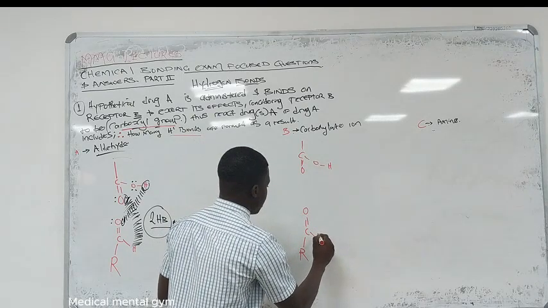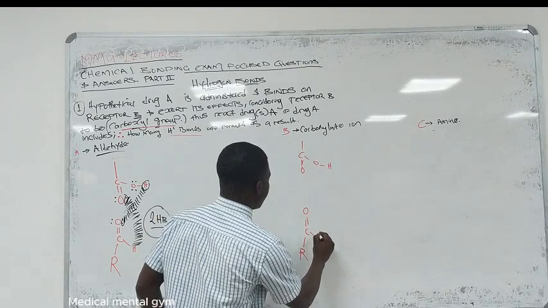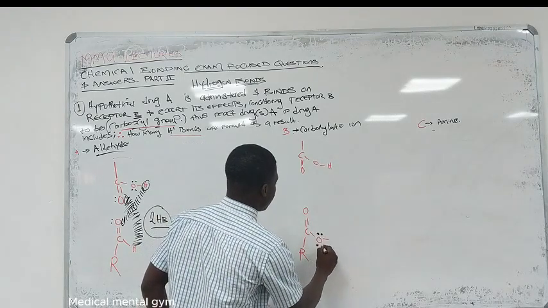So it's cardinal to indicate lone pairs for all electronegative atoms. So indicate all lone pairs.